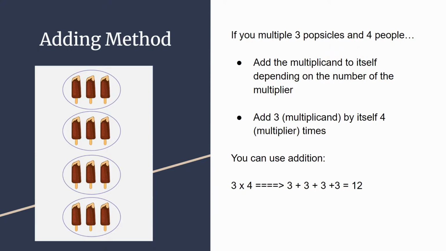One method to multiply is using the adding method. You would add the multiplicand to itself depending on the value of the multiplier. For example, for 3 times 4, you would add 3 4 times to get 3 plus 3 plus 3 plus 3, and that would equal 12.